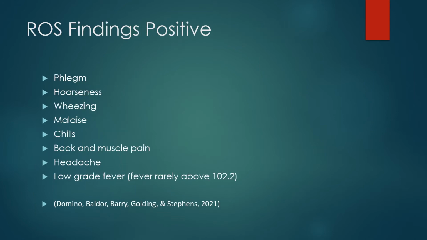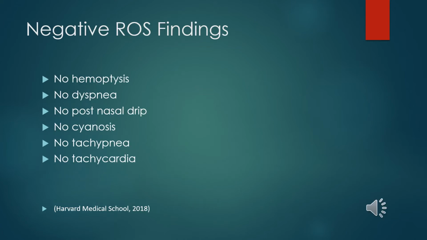Some of the ROS findings that are positive: they have phlegm, hoarseness, wheezing, malaise, chills, back and muscle pain, headache, and a low-grade fever that's rarely above 102.2. The negative ROS findings would be no hemoptysis, no dyspnea, no postnasal drip, no cyanosis, no tachypnea, and no tachycardia.